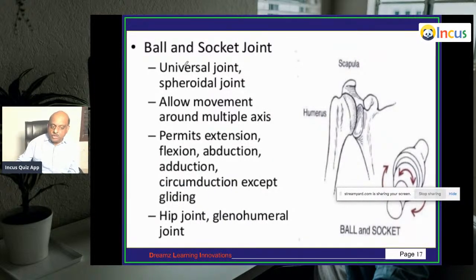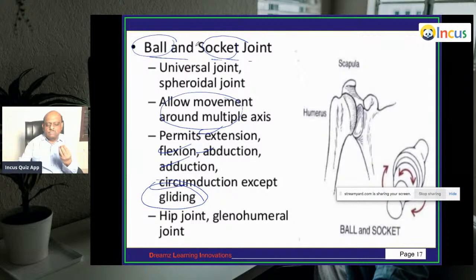Similarly, there is the ball and socket joint, which will allow movement around multiple axes. It will permit extension, flexion, abduction, adduction, circumduction. Only gliding is not permitted. The hip joint and the glenohumeral joint are both ball and socket joints. Each of these types of joints, doctor, is the most important topic in any entrance exam you go to.